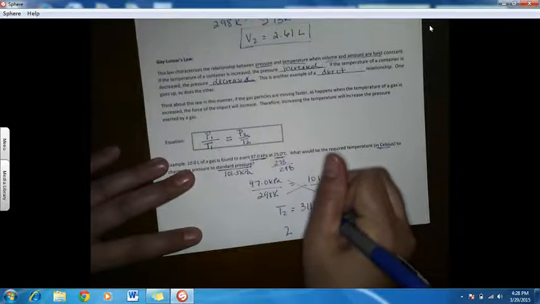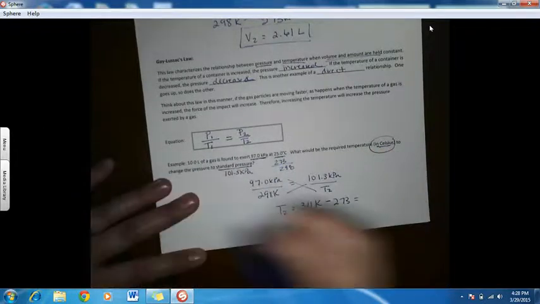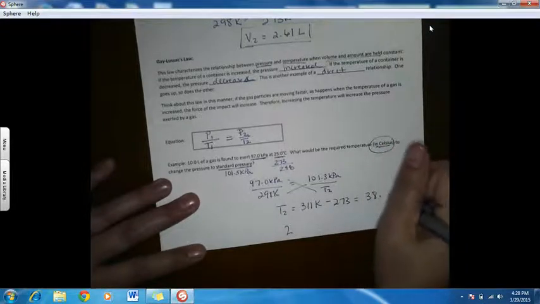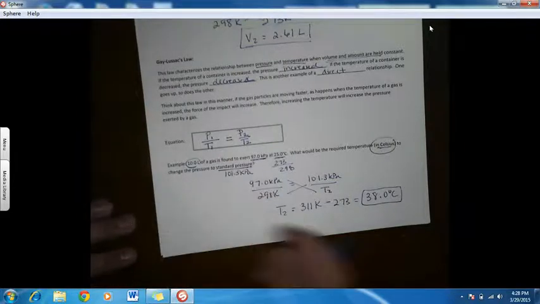311 Kelvin. The problem asked us to find that in Celsius, so we would then subtract 273, and our Celsius temperature would then be 38.0 degrees Celsius. Okay. Now here, this 10 liters did not matter because it did not change. It was held constant, and that's Gay-Lussac's law.